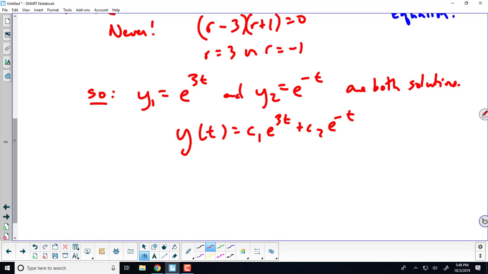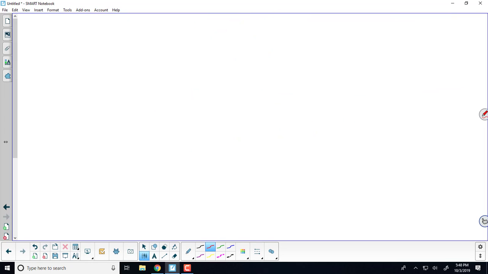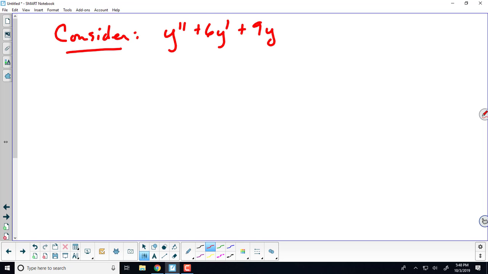Okay, so let me do one more. I'm going to set this up for you, because I went ahead and gave you some of these in your homework. So let's consider y double prime plus 6y prime plus 9y equals 0. Okay? What's the characteristic equation of this? r squared plus 6r plus 9. Yeah. So it has characteristic equation r squared plus 6r plus 9 equals 0.